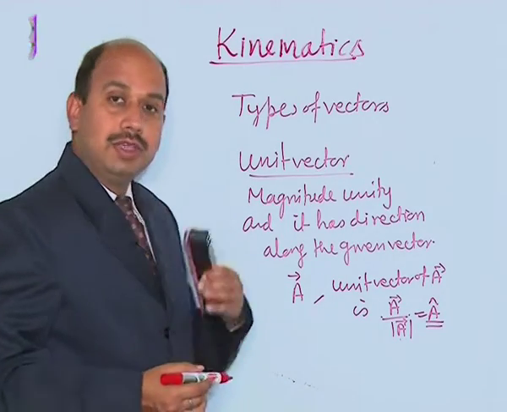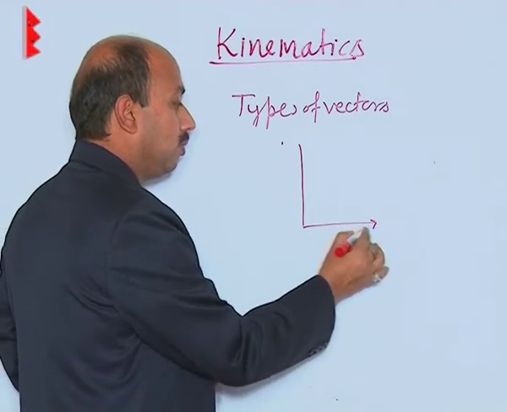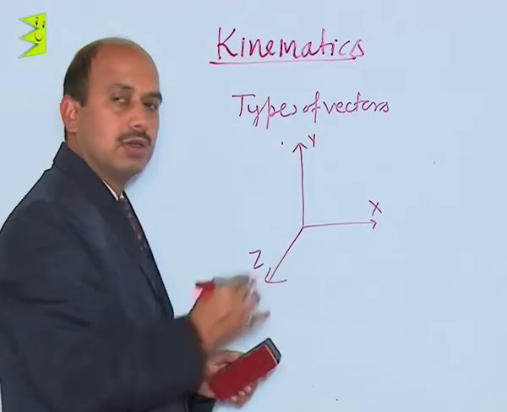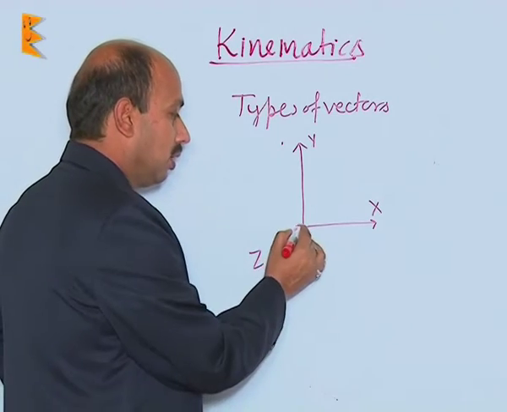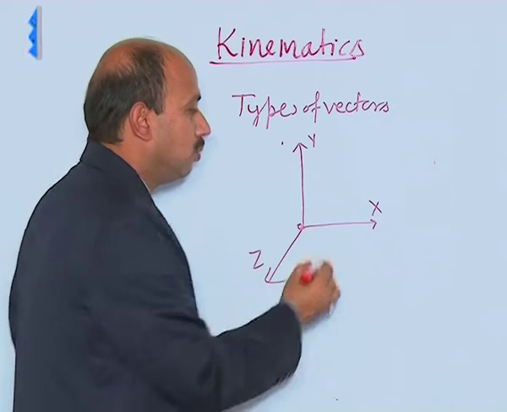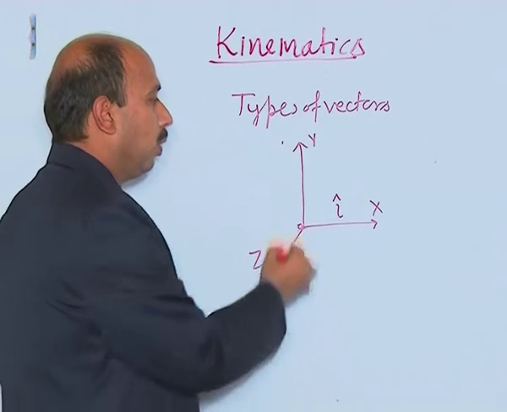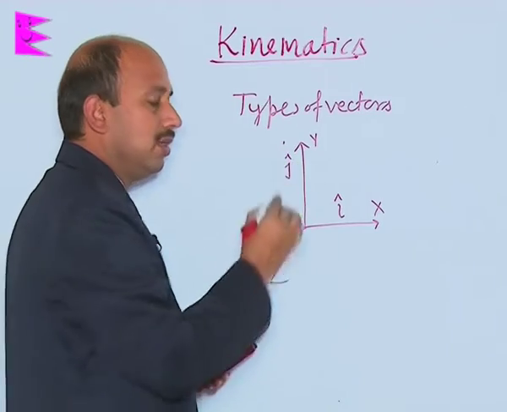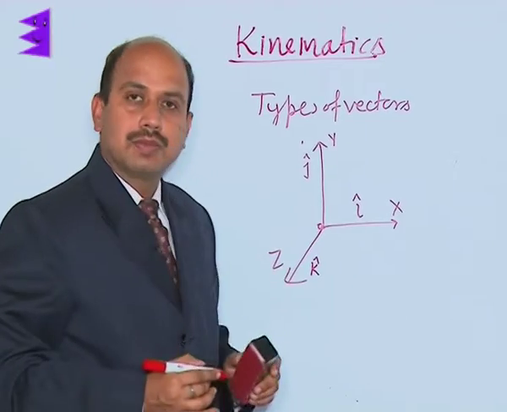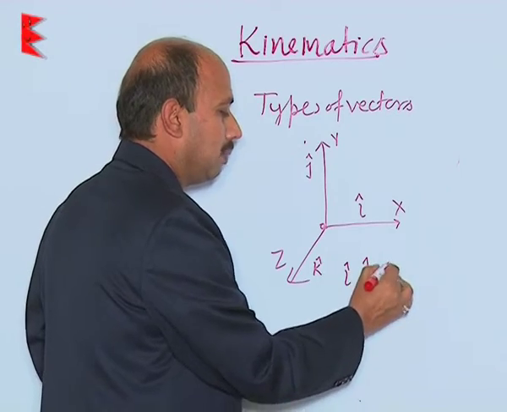Now, we actually use 3 unit vectors here. If you take the x, y and z axes, you have got 3 axes x, y and z, and this is the point O, origin. Along the positive x axis, we always take unit vector i cap. Along the positive y axis, we take unit vector j cap, and along the positive z axis, we take unit vector k cap. So, basically we use here 3 unit vectors i cap, j cap and k cap.